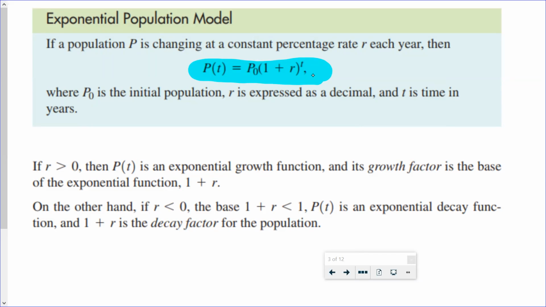Now, let's talk about the different variables here. So P is your population. That's what P stands for. And it's changing at a percentage rate called R. So this value R in there, that is your percentage rate. Now we're talking about each year. So T is time in years. R is your rate. And I'm going to highlight that part and underline it too.